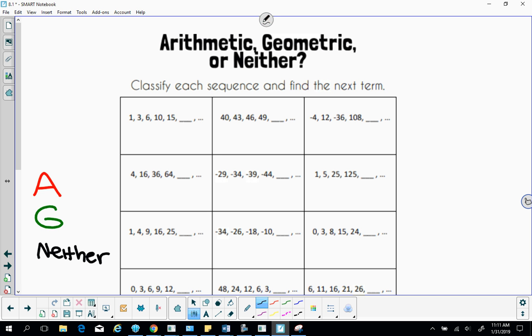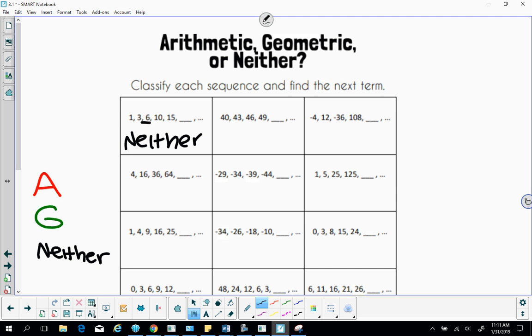So, for example, let's look at the first one. What's 1 plus 2? 3. What's 3 plus 2? 5. So it's not arithmetic. What about 1 times 3 is 3? What's 3 times 3? 9. Neither of these. It's not adding or multiplying.